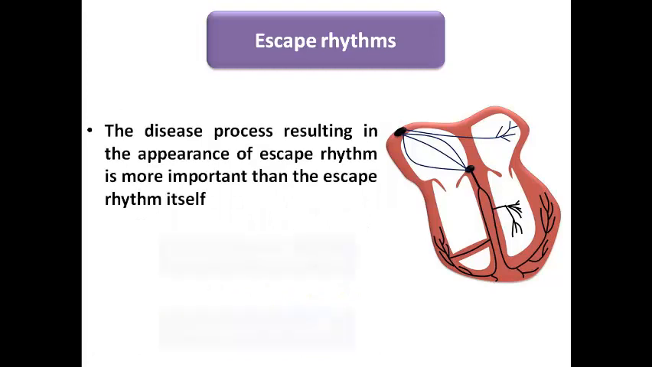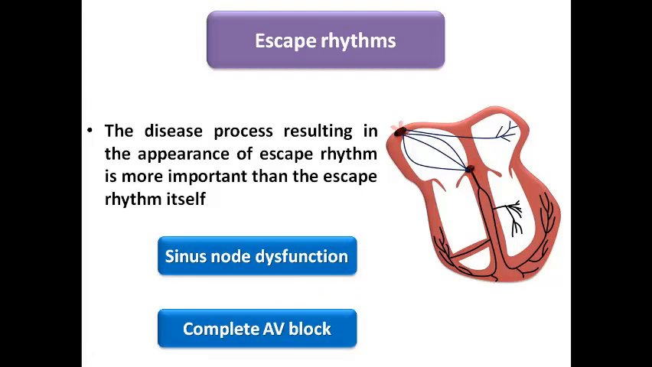So escape rhythm, of course, is a manifestation of an underlying disease, and so the disease process that causes this escape rhythm is more important than the escape rhythm itself. So please don't just diagnose that the patient has escape rhythm, but you should try to search for the cause, whether it is sinus node dysfunction or complete AV block, which can be understood from the ECG, as we are going to discuss in the next two lectures.